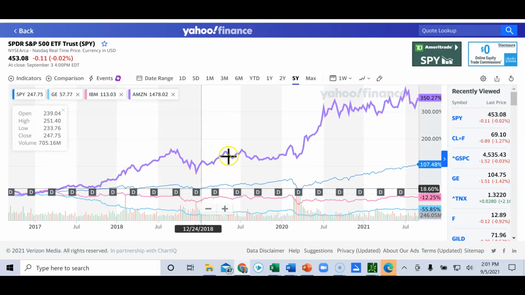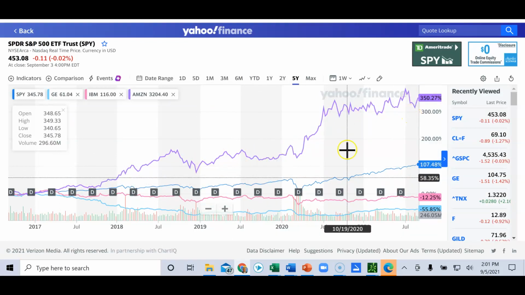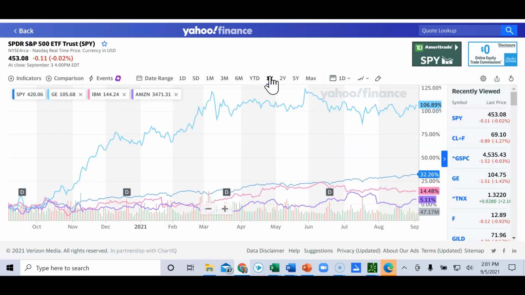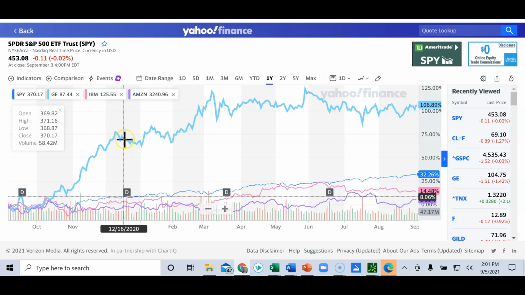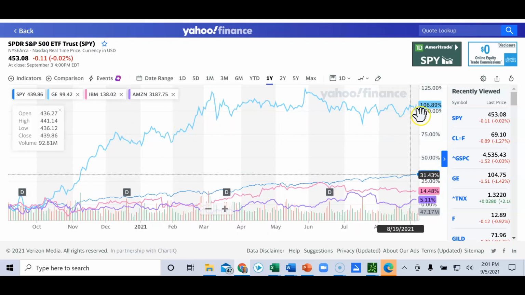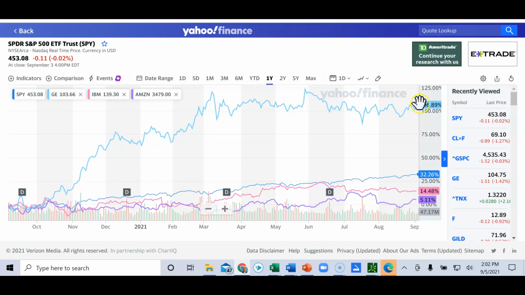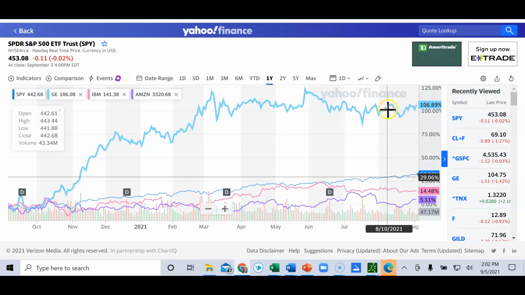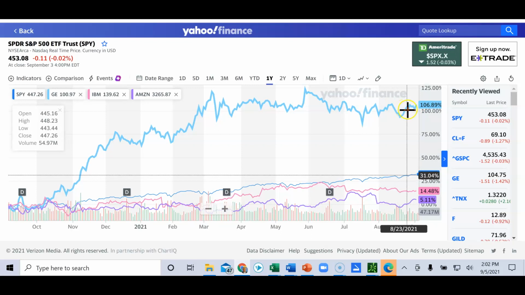So Amazon has done quite well over the last 5 years, but again, suppose I'm looking at a shorter term, 1 year. So you can see that over the 1 year period, the overall stock market has done better in some ways. For example, over here, this stock is General Electric, because over the last few months it has done quite well.